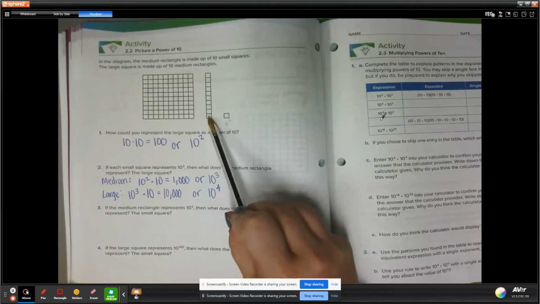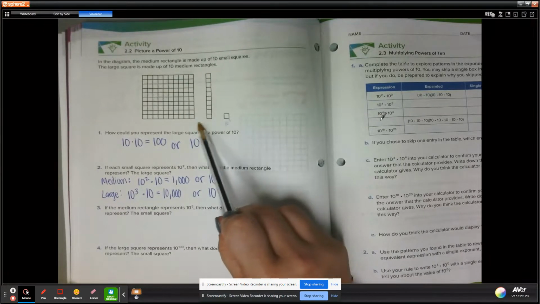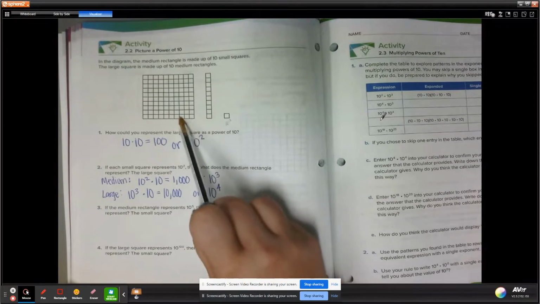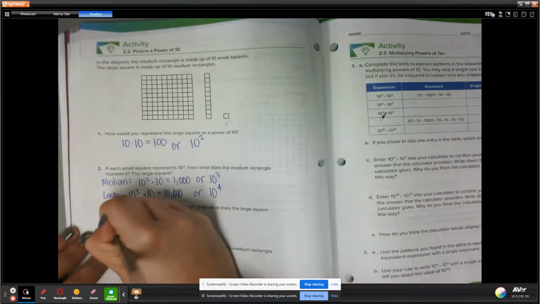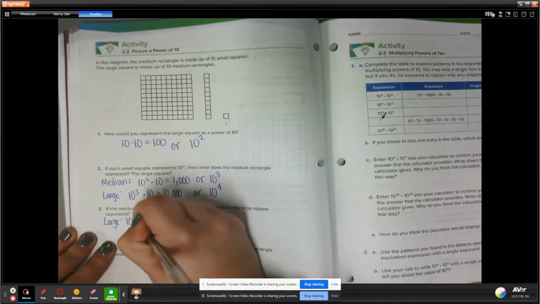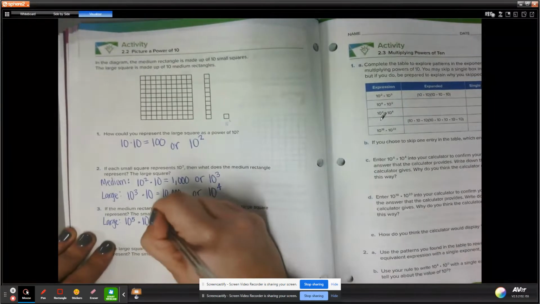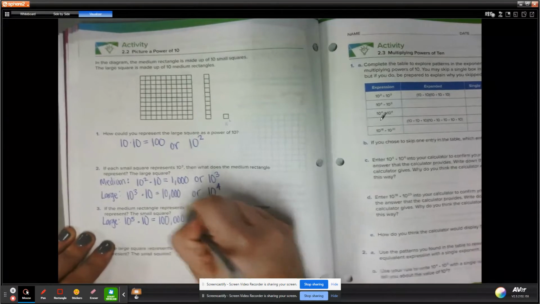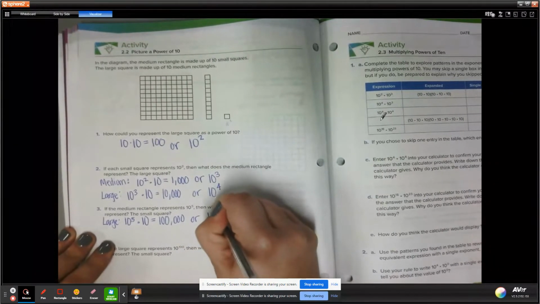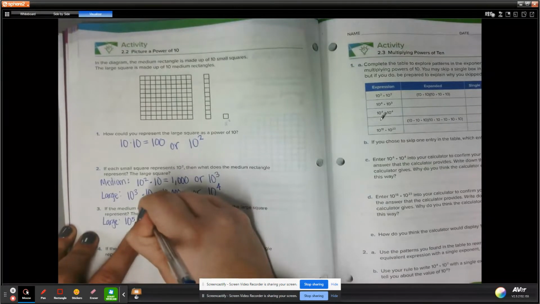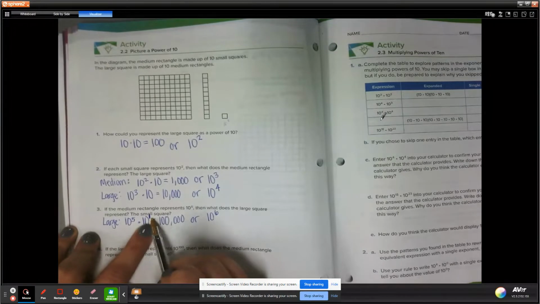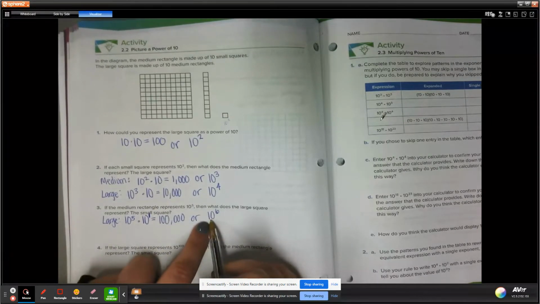What about the small square? Well, if this medium rectangle is 10 to the fifth, and I know the large is 10 times greater, then the large would be 10 to the fifth times 10, which would be 100,000, or 10 to the sixth, because it's 1 power of 10 bigger than 10 to the fifth. There's an invisible 1 here, so then I have 6 powers of 10.